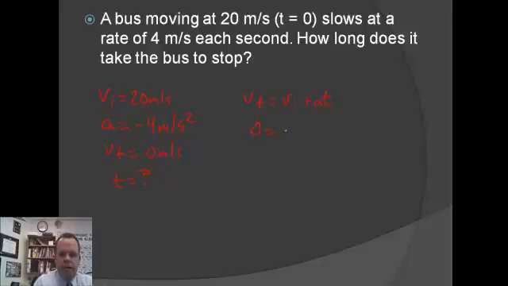So 0 equals 20 plus negative 4t. Add 4t to both sides, 4t equals 20. t equals 5 seconds. So here we've had a number of example problems dealing with the concept of acceleration. Direction of acceleration is very important. We need to understand the basic concept.